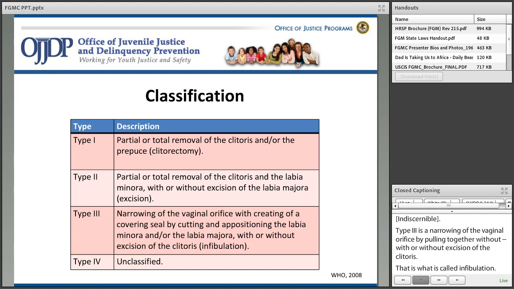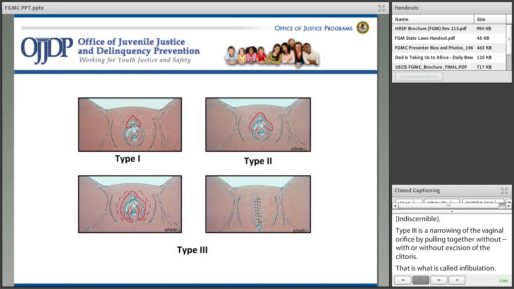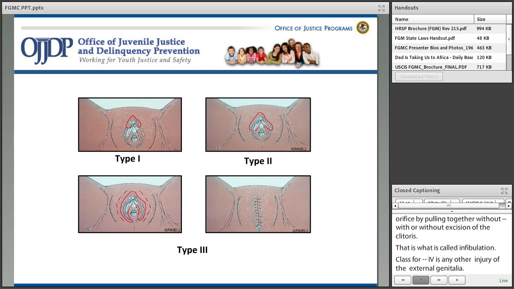In appearance, type 1 will just have that clitorectomy, and then type 2, you can see in this picture, has the removal of often the labia minora and maybe a bit of the labia majora, and then type 3 can have removal of the whole area, and then it can be approximated again, and that can be done with sutures, or it can be done with thorns or other things to pull those parts together.